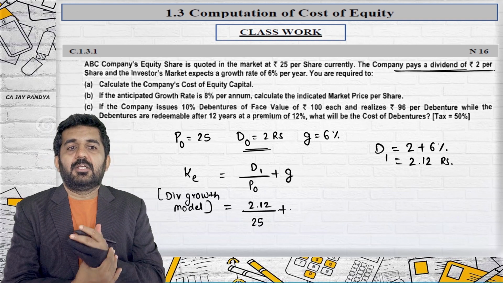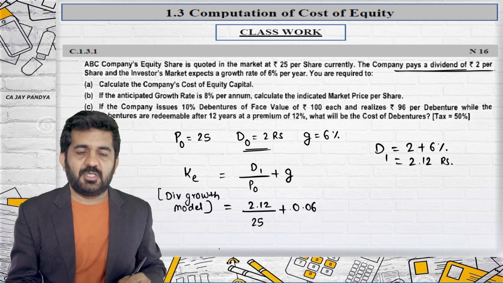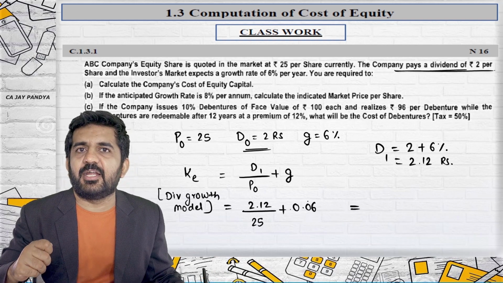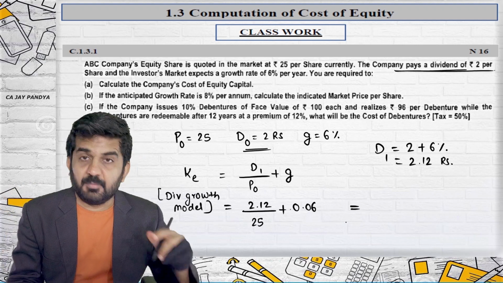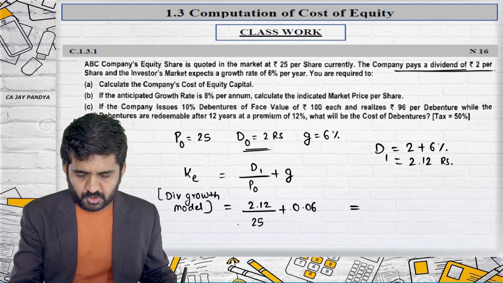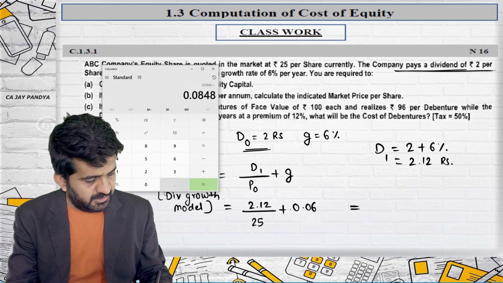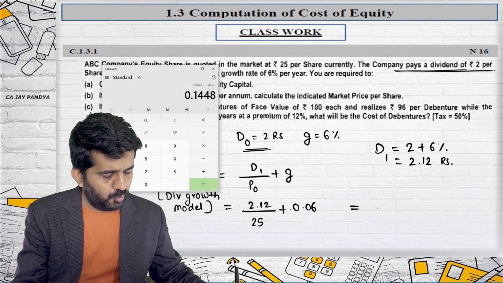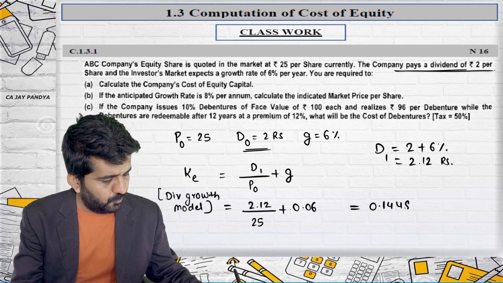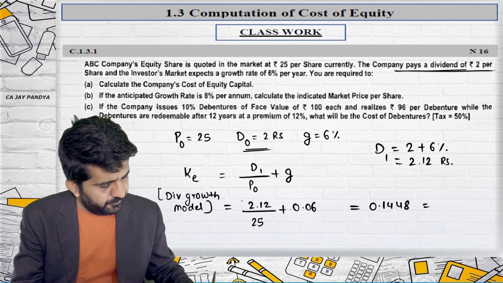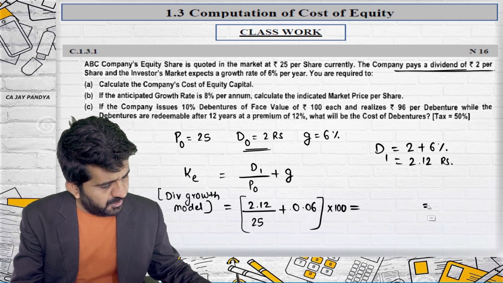Growth rate, how to write it down? You will have to write down 0.06. I'll tell you why. Sir, can't I write down 6? Yes, you can write down 6, but in another manner. I'll write down 6 in the next one. But how to do it? Try to concentrate. Right now, you need to write down 0.06. It is 2.12 divided by 25 plus 0.06, which is 0.1448. If I multiply this with 100, it is 14.48%.